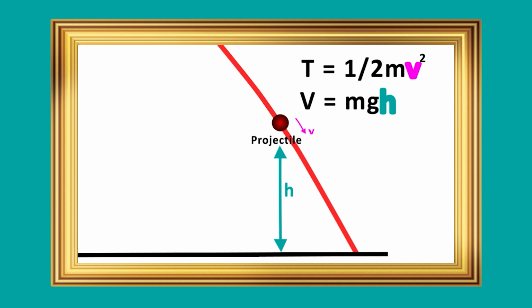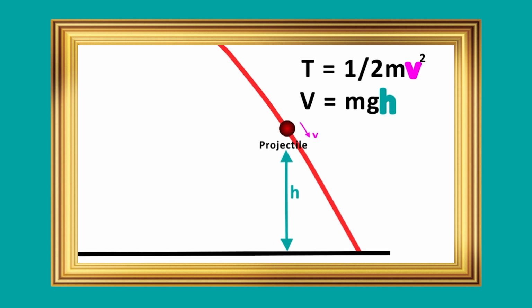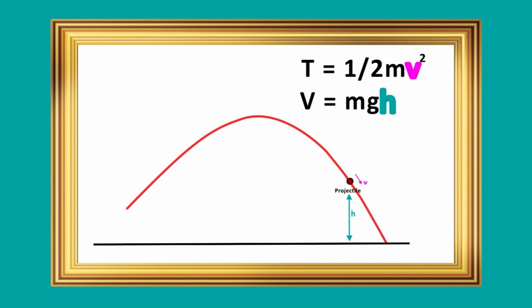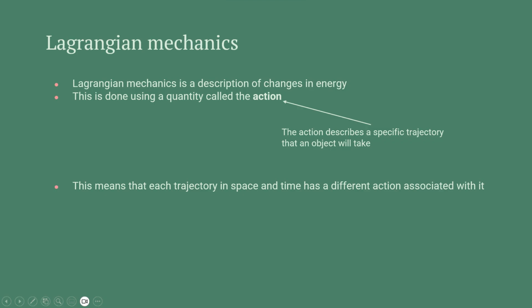It means that if we know the kinetic and potential energies at a specific point in time, we can work out the entire trajectory. This is what Lagrangian mechanics is, a description of changes in energy. This is done using a quantity called the action. The action describes a specific trajectory that an object will take. So, as we showed here, this means each trajectory in space and time has a different action associated with it.